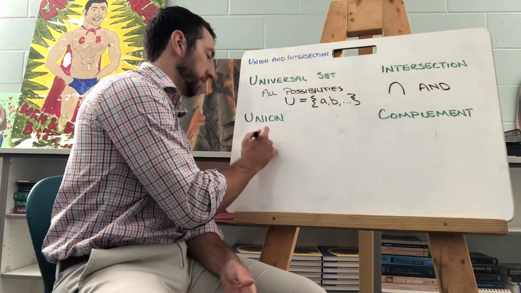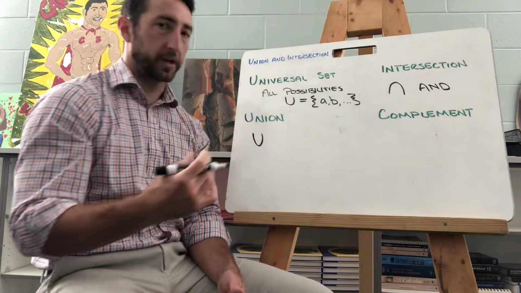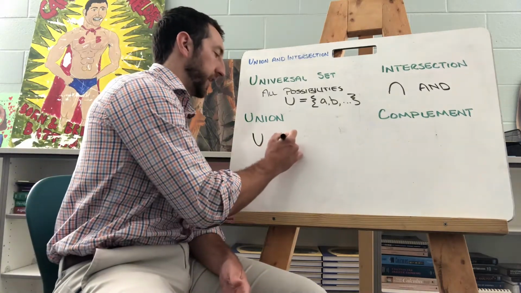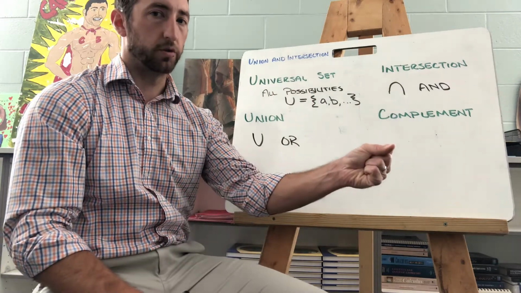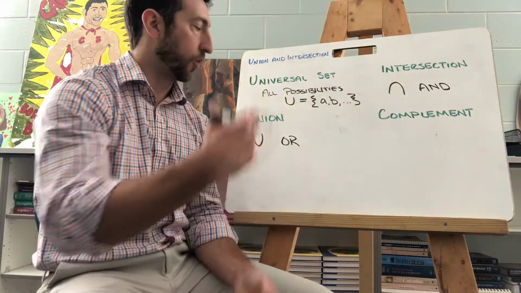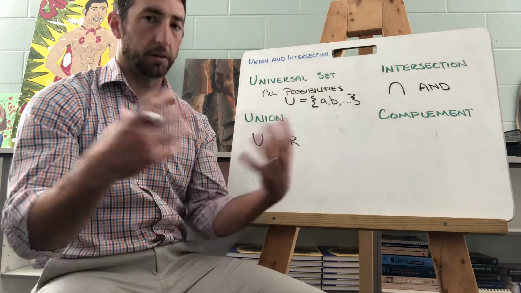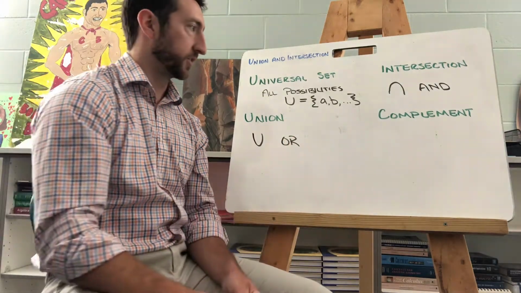And then union is going to be kind of like an uppercase U, and that's going to be an "or." So that can be in the one set or the other set. It can be in both, and then we're going to list everything that's in both sets.